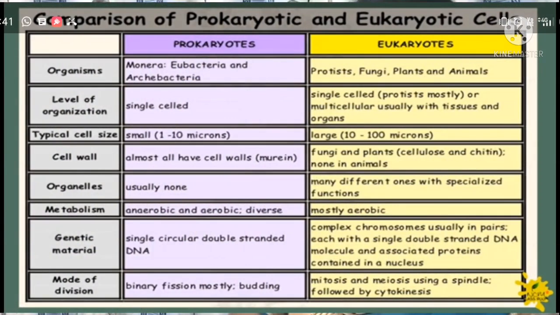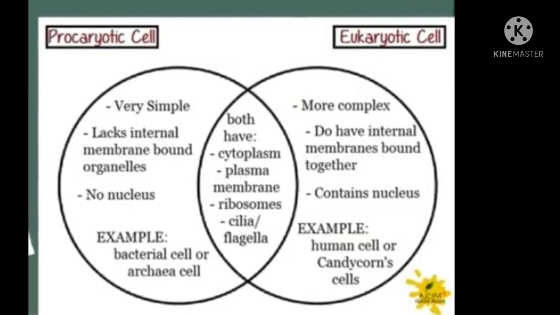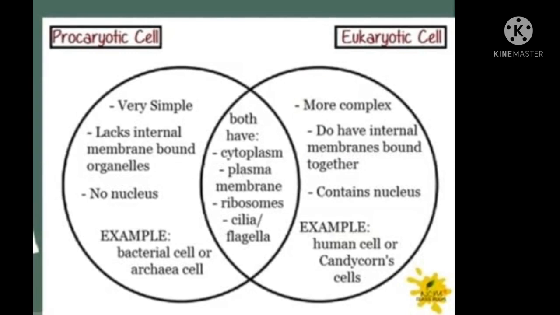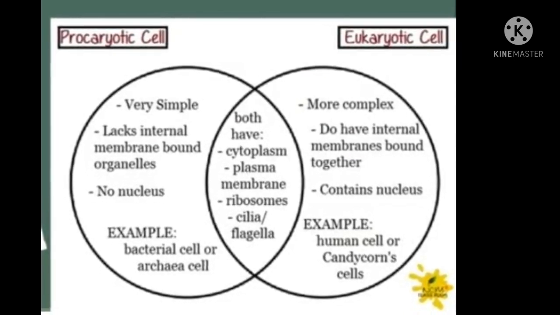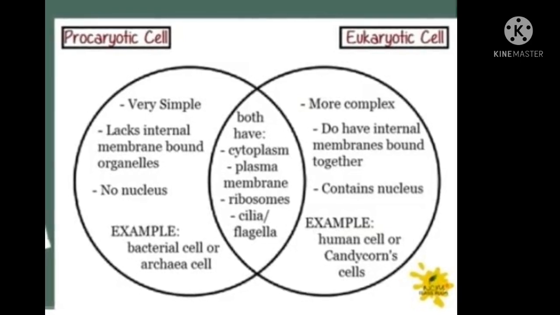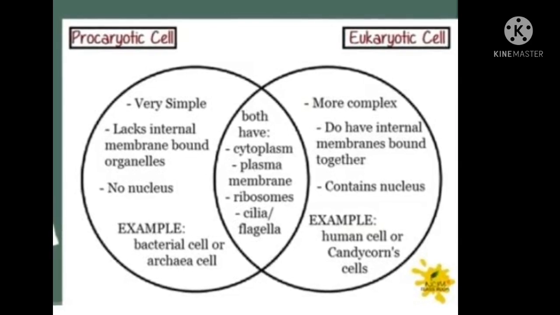Now, we will check the differences between prokaryotes and eukaryotes. You can observe the differences and characteristics of the prokaryotic and eukaryotic cells as follows. The prokaryotic cell is very simple when compared with the eukaryotic cell. The eukaryotic cell is more complex. A prokaryotic cell lacks internal membrane-bound organelles and doesn't have a nucleus. Examples are bacterial cells or archaea cells.